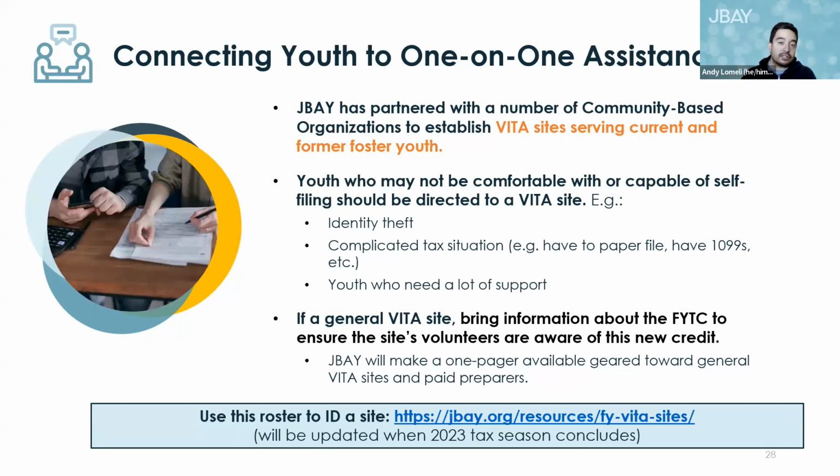We've prepared several resources for volunteers so that they know specifically how to claim the credit. That might not be the case at other VITA sites that aren't specifically serving this target population. Maybe they're just not aware of the foster youth tax credit. They're not going to go out of their way to ask youth, hey, are you a former foster youth? Might you be eligible for this credit? So again, if you're going to one of these VITA sites, go in with information. Be sure to indicate, hey, I believe I am eligible for this specific credit. JBay does have a one-pager that is going to be available specifically toward general VITA sites and paid preparers.